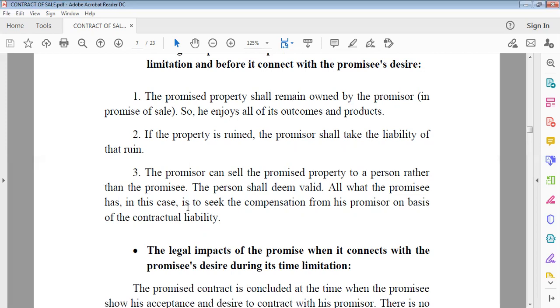to sell my car to anyone, and this is legal because it's my ownership. I did not sell something that belongs to another person. It is my ownership, as mentioned here. So the contract of sale that is made by the promisor here shall be deemed valid.